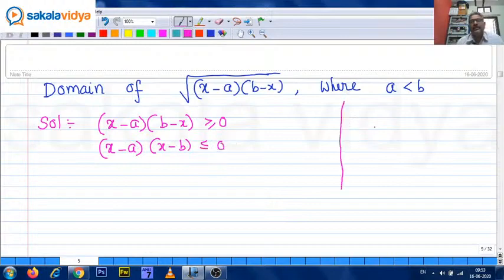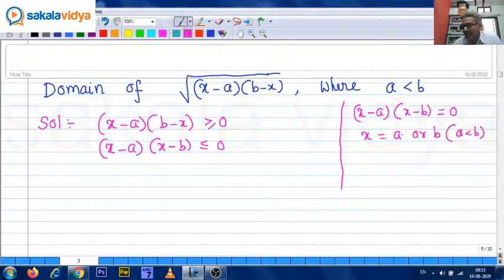First let us find out the critical points. So x minus a, x minus b equals to 0, left hand side. We get x is equal to a or b. But what condition is given? A is less than b. So this condition is very important to apply, to draw or to locate on the number line. Take the number line now.